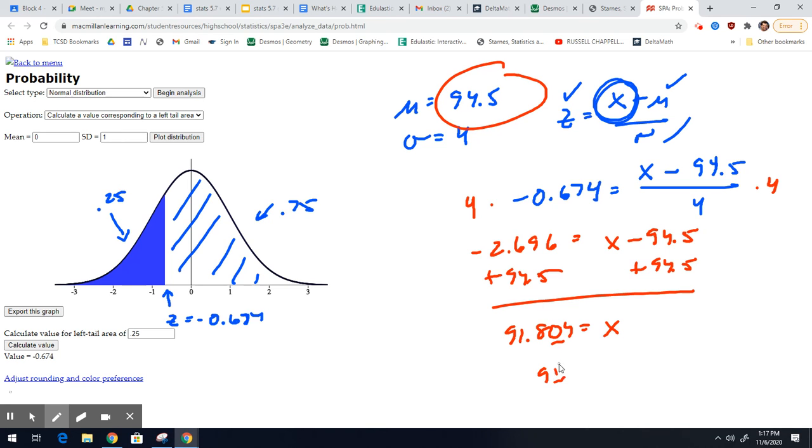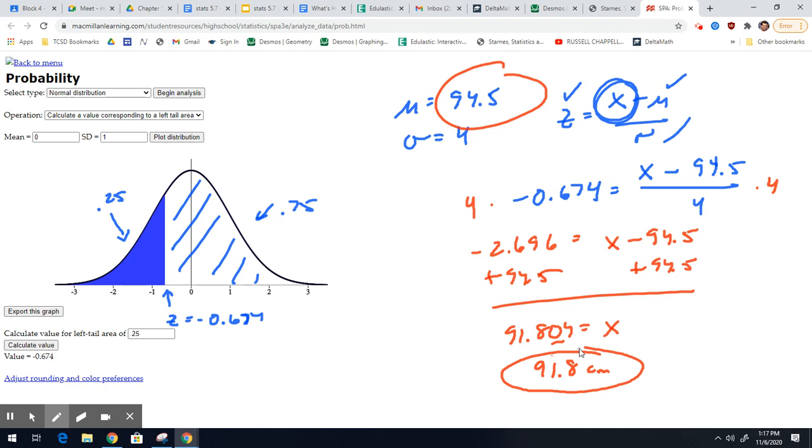So this would be 91.8, and that would be in centimeters. That is the height, right? That is going to be the height that separates those who are 25% less than it and 75% greater than it.